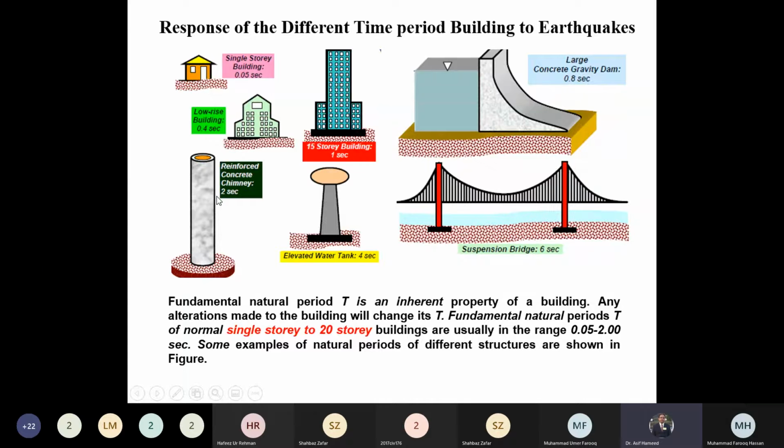For a reinforced concrete chimney, the time period may be close to 2 seconds. For an elevated tank, the time period is more than 4 seconds. For suspension bridges, the time period is more than 6 seconds, 6 to 7 seconds. And for large gravity dams, the time period is very short, less than 1 second. So you should have an idea about the time period of the different types of structures. You can see this from the slide.